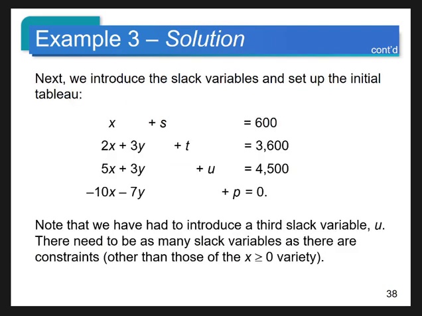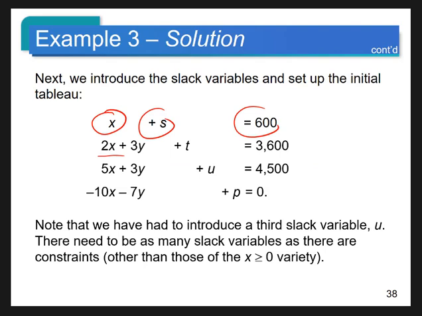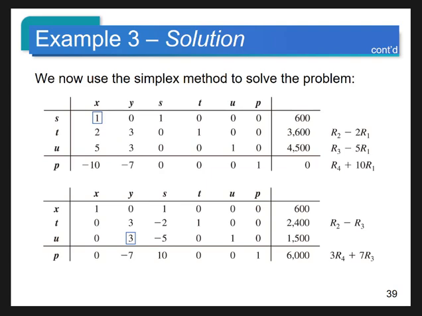Now remember this was 1x plus 1s equals 600. There's a 1 in the x, a 1 in the s, and then a 600. Everything else is 0. We're labeling that s because s is the active variable, the variable we put into that equation. Next, we had 2x, 3y, no s, 1t, and then 3,600. So same here: 2 in the x, 3 in the y, 0 in the s because there isn't an s, 1 in the t, there's no u, no p, and then equals 3,600. So we fill in the table in that way.